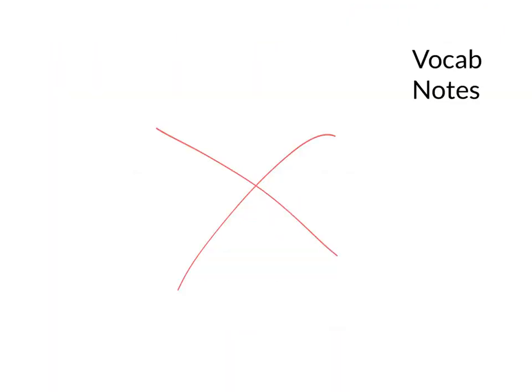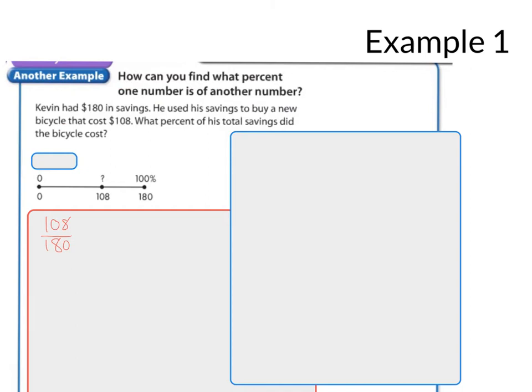There are no vocab notes for today. All right, let's read our problem for example 1, and then I'll let you know what you should write. Kevin had $180 in savings. He used his savings to buy a new bicycle that cost him $108. What percent of his total savings did the bicycle cost?